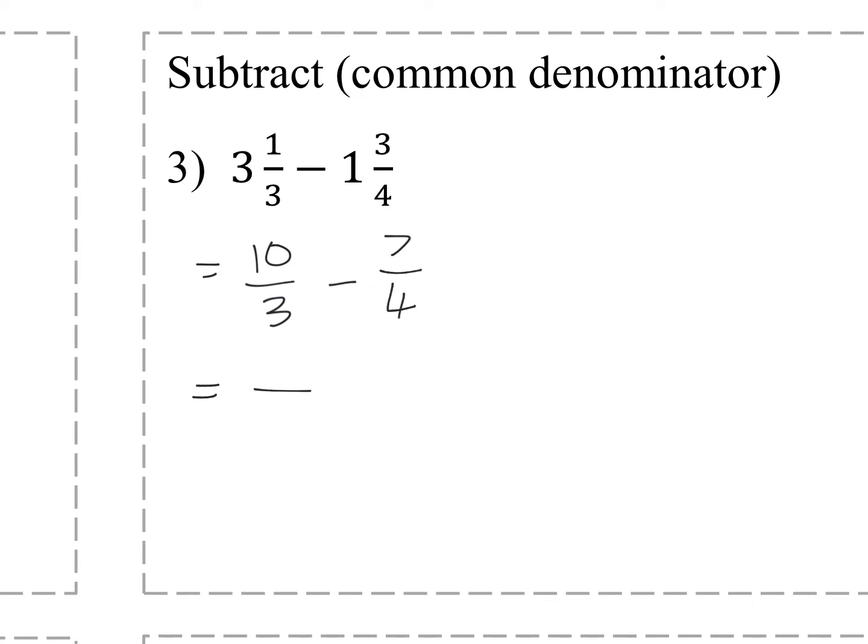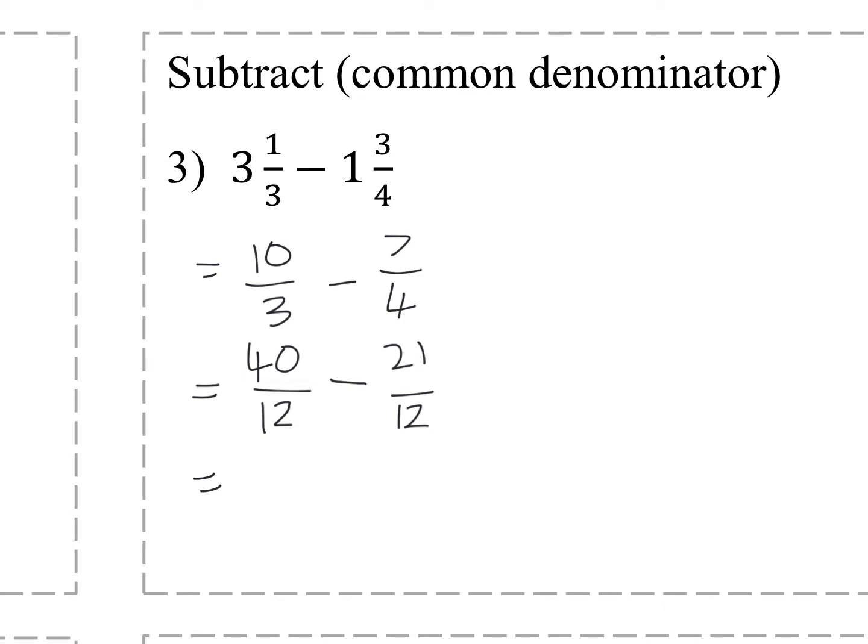Get a common denominator. What number does 4 and 3 go into? The answer is 12. So 3 times 4 is 12, so 10 times 4 is 40. 4 times 3 is 12, so 7 times 3 is 21.